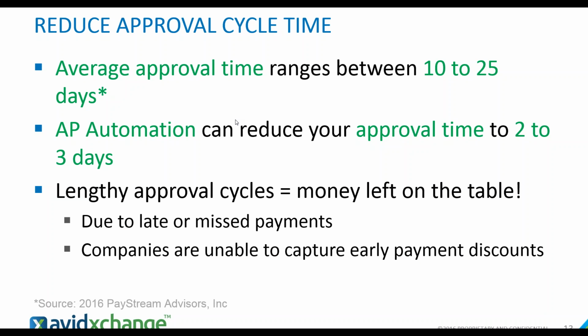So additionally, we're going to help you reduce your approval cycle time. The average approval time for a paper invoice today is between 10 and 25 days. AP automation through AvidXchange can reduce your approval time to 2 to 3 days, and those lengthy approval cycles mean that you're frankly leaving money on the table.